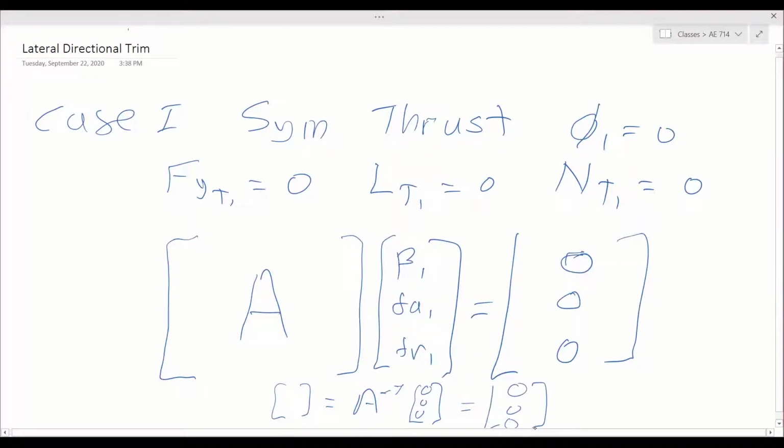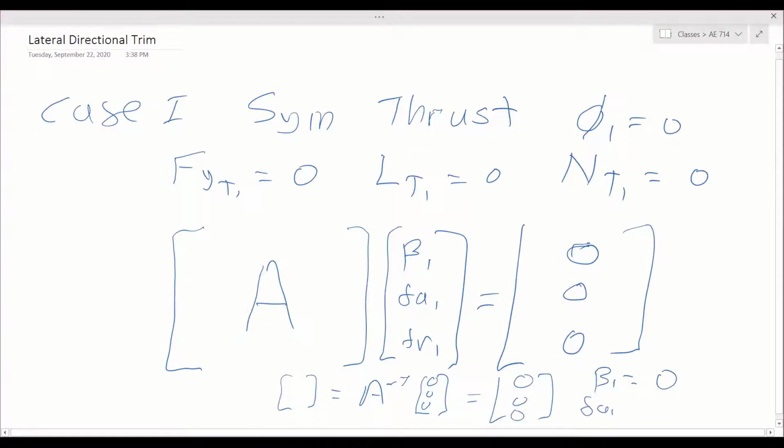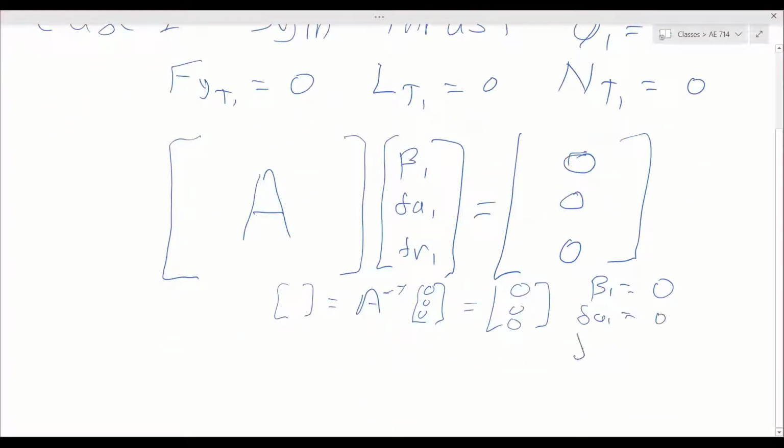So this is super easy. It means if we're flying in cruise at 0 bank angle, beta is 0, aileron is 0, and rudder is 0. And that's really nice. Seems like we did a lot of work to set up this trim problem to stop here, right?